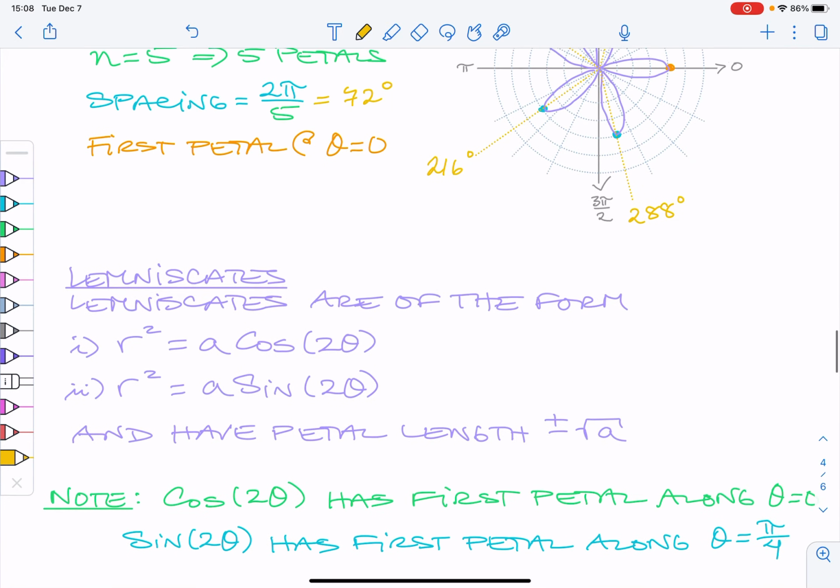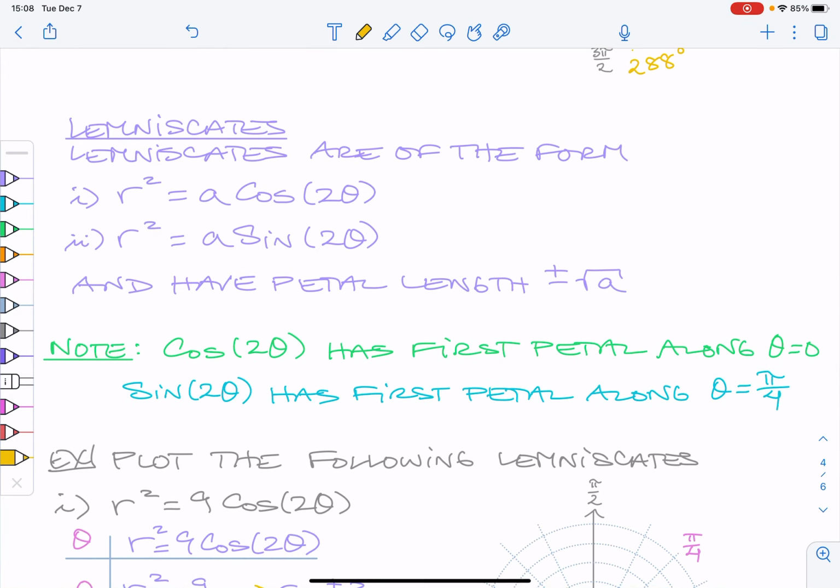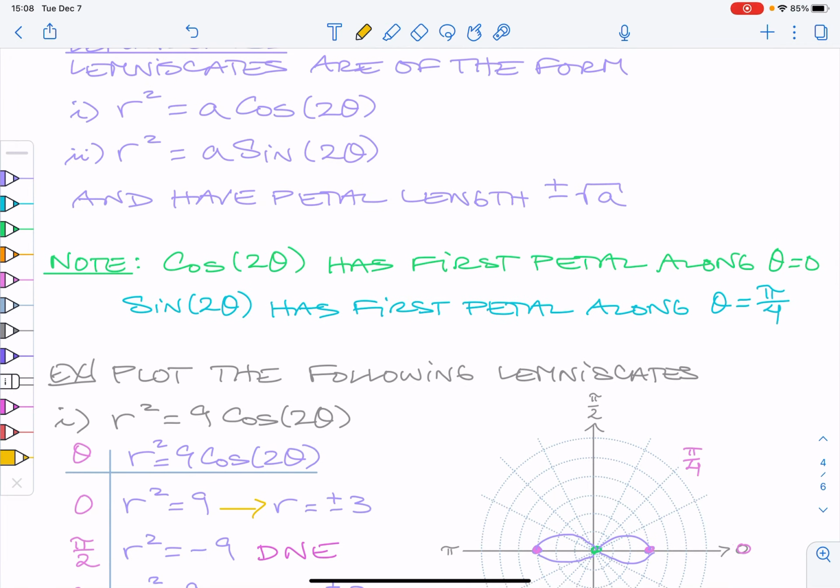Lemniscates are of the form either r squared is a cosine 2 theta, or r squared is a sine of 2 theta, and have petal length plus or minus square root of a. So note that we have both squared and 2. Those have to be there. Squared and 2. If you just have 2, that's a rose. You need squared to get a lemniscate. So it's always r squared and 2 theta. So note, cosine of 2 theta has its first petal along theta equals 0, and sine of 2 theta will have its first petal along theta equals pi over 2 times 2, or pi over 4.